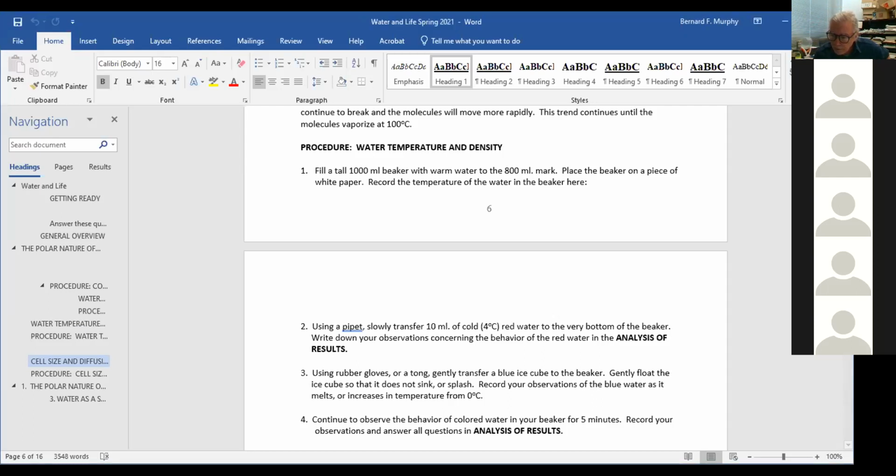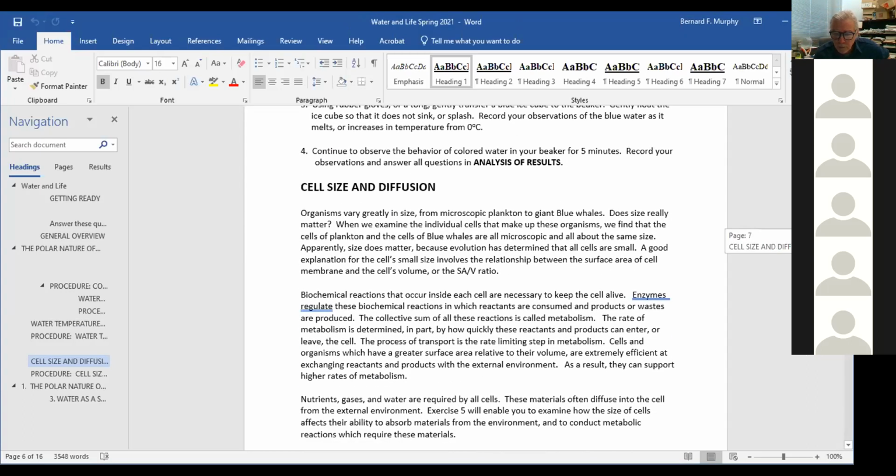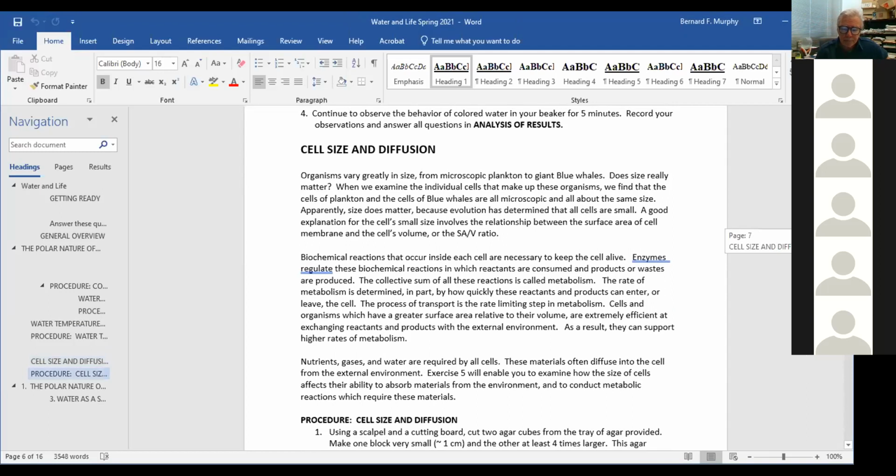Come on, get rid of that. Okay, cell size and diffusion. Oh my God, okay.